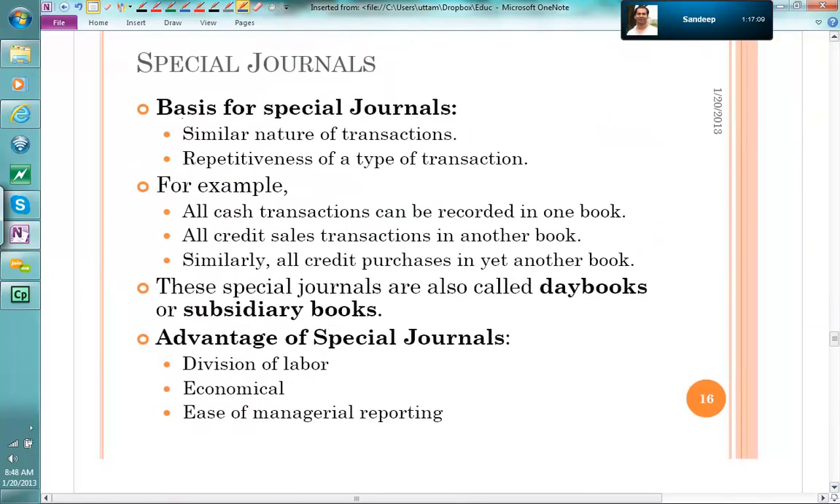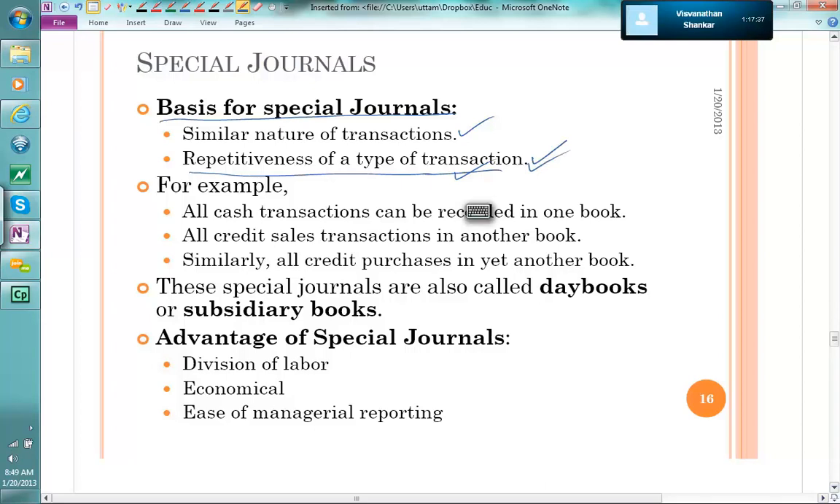And what is the basis for a special journal? First, you should have a similar nature of transaction, and it should be repetitive in nature. Repetitive means there is a huge volume of that happening again and again. So even if you make a small improvement in a transaction that is repetitive in nature, the labor saving and efficiency saving will be high. That's the logic for it.